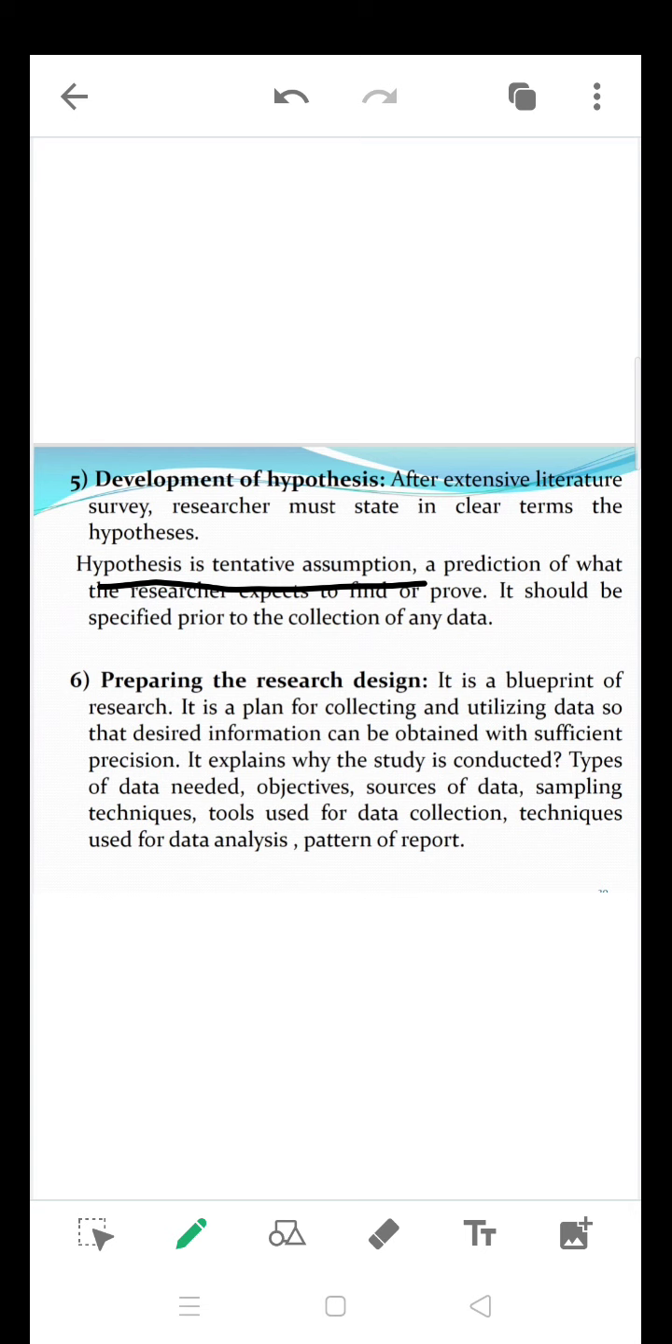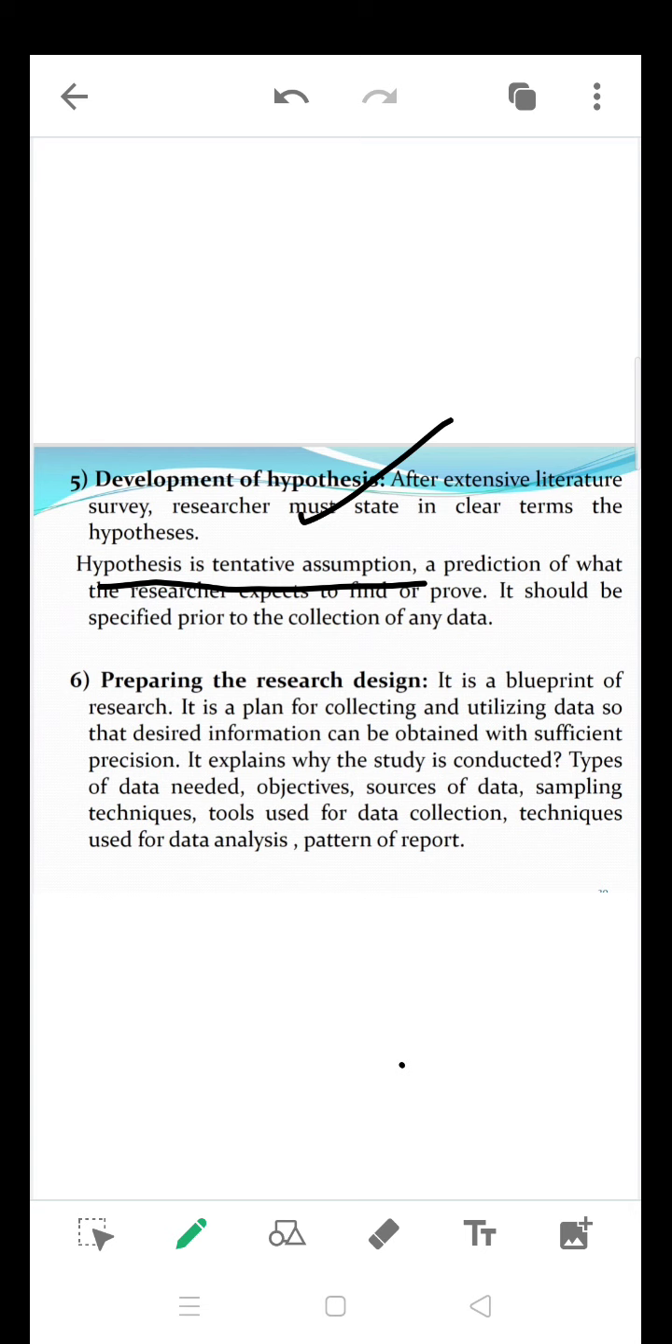As I told you, there are two types of hypothesis: one is the null hypothesis and the other is the alternative hypothesis. Whichever you are going to find and whichever you are going to prove needs to be decided before you start collecting any data. That is about development of hypothesis.